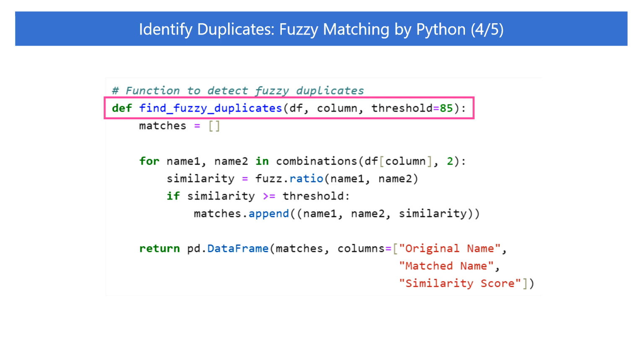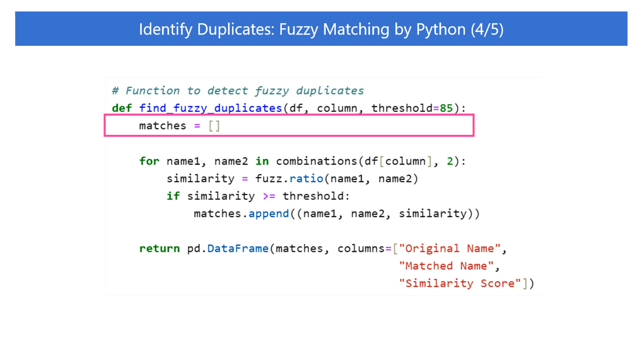This function has three arguments. The first argument, df, accepts the pandas data frame as input. The second argument, column, specifies a column to check for similar names. The third argument, threshold, is the similarity threshold. Pairs with a similarity score above this threshold are considered duplicates. Next, initialize an empty list named matches to store similar name pairs.